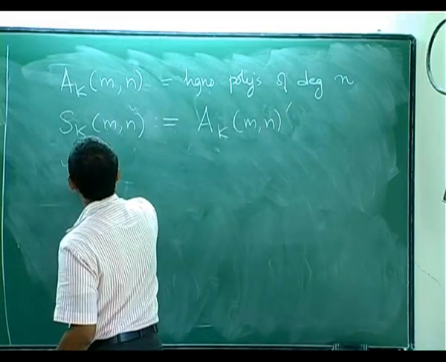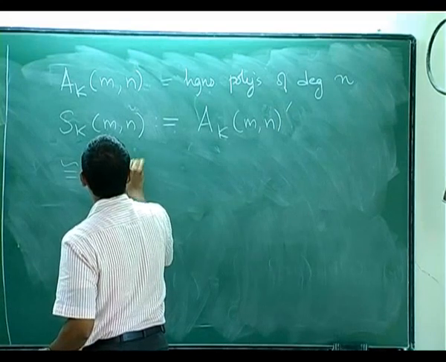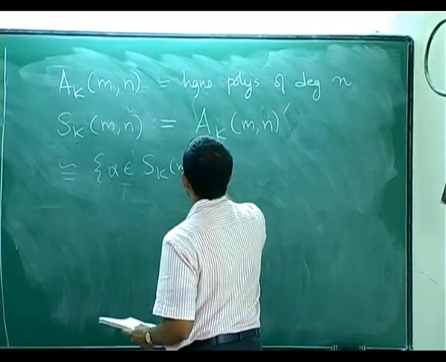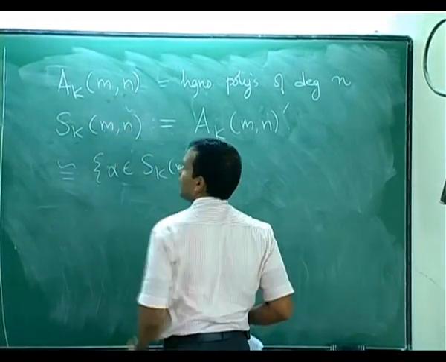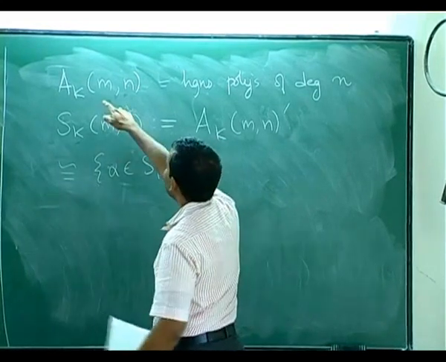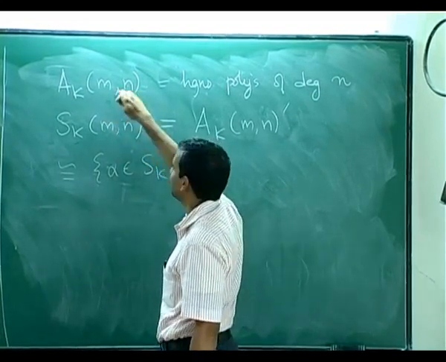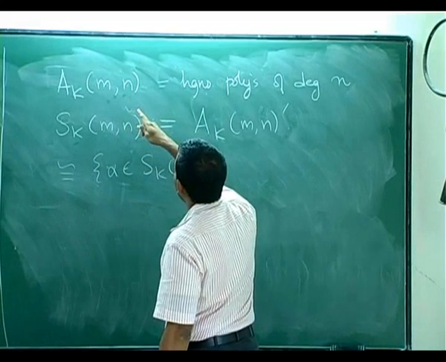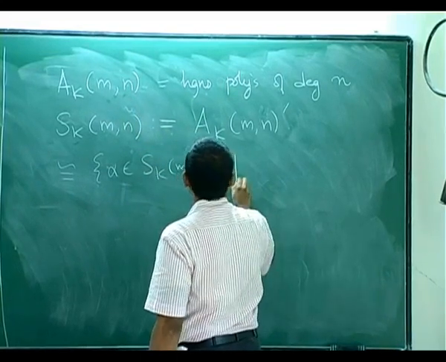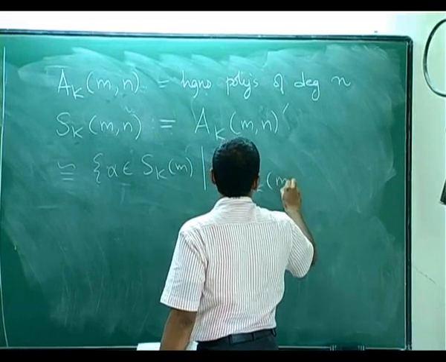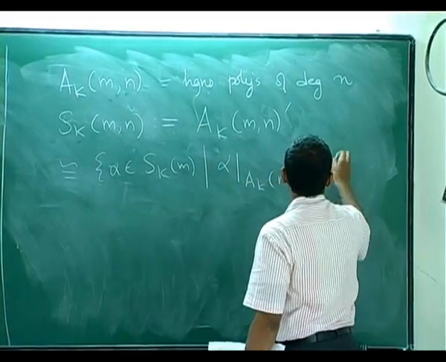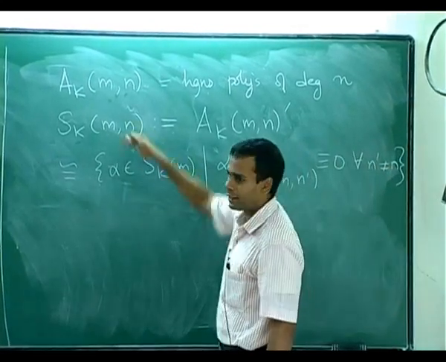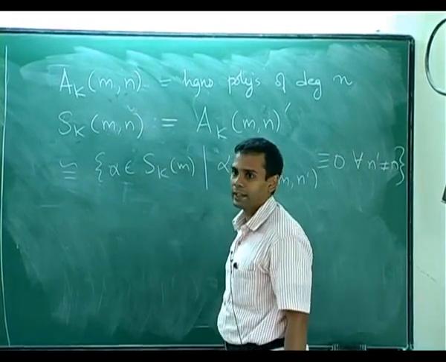And I can identify this with linear functionals in SKM which vanish on, so this is a subspace of AKM, right? AKMN is a subspace of AKM. I'm just taking the degree n homogeneous part. If I just look at linear functionals on AKM which vanish on AKMN prime for all n prime not equal to n, then that's the same as the linear functionals on AKMN.